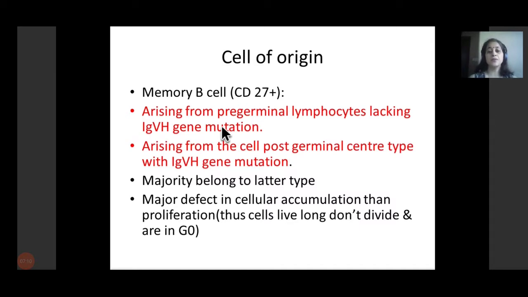Though it is very quiescent, when it goes into the division phase, the cells could be a little bit amenable to the chemotherapeutic response. Unfortunately, the majority of CLLs belong to the latter type, where, fortunately, the IgVH gene mutation is present, compared to the component where it is lacking.